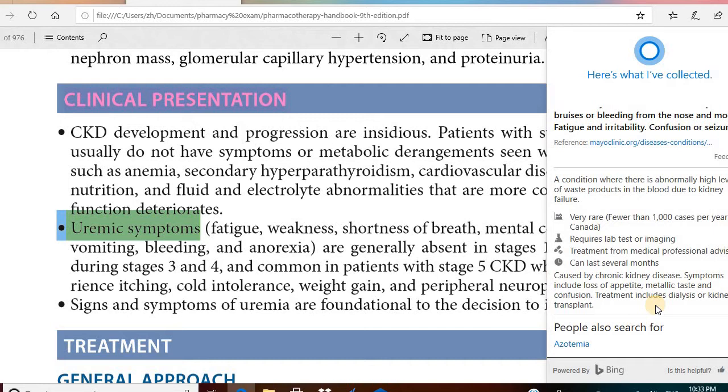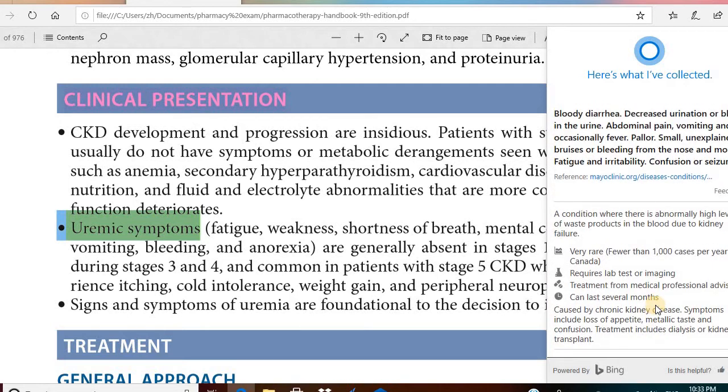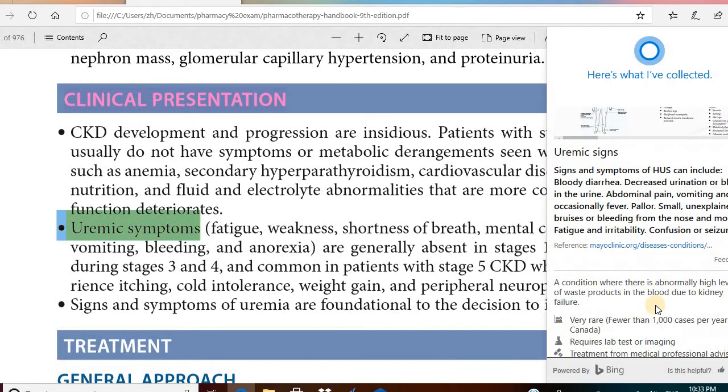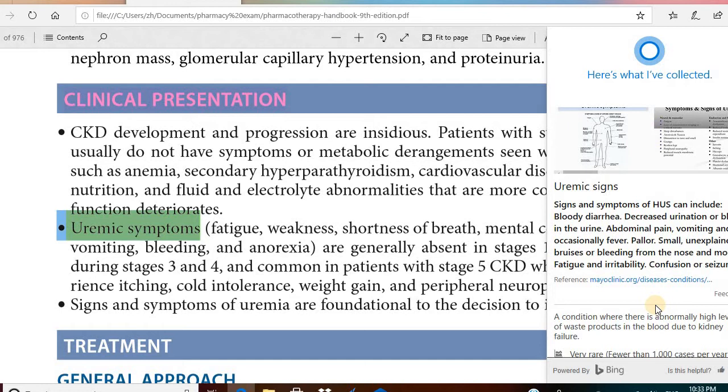Uremia, mostly we can say, is end stage renal damage, at this time when blood comes into the urine, and fatigue, bruises occur. So the bloody diarrhea. This is all about the uremic symptoms. I hope this will clear your concept.